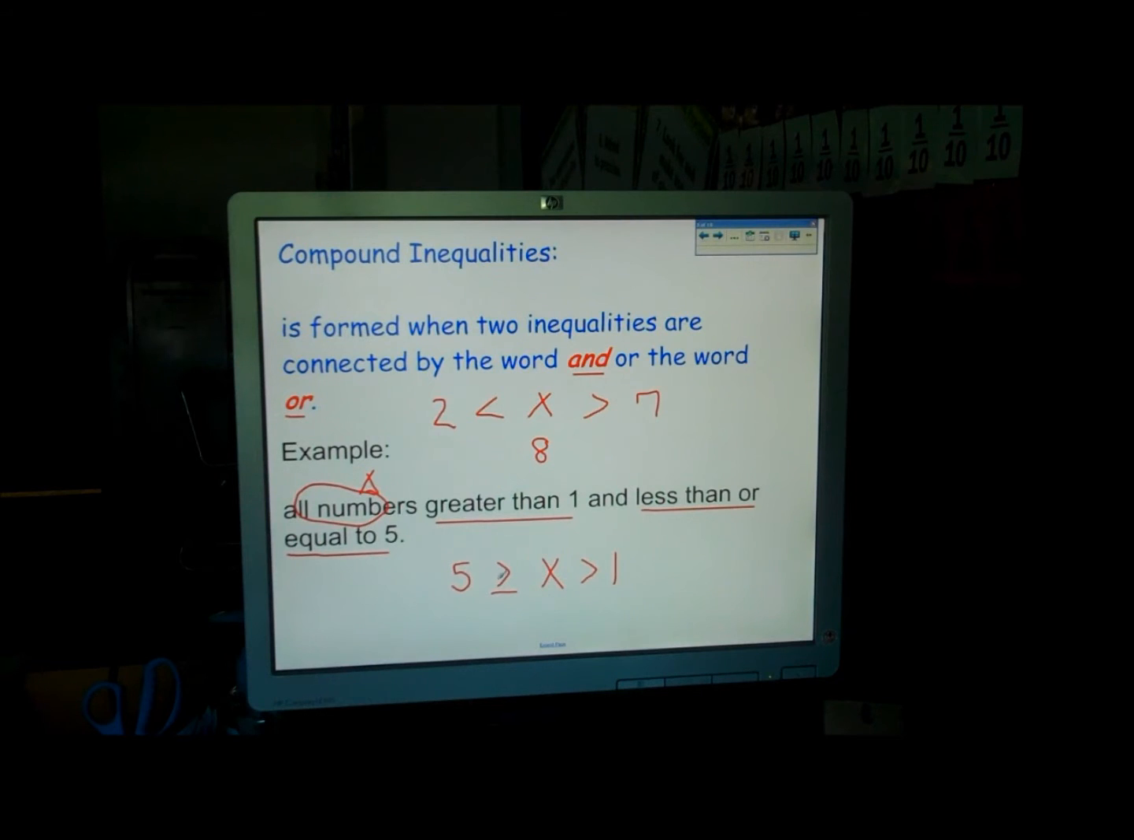So an example that would make this true. A number bigger than 1 would be 3. Let's see if 3 makes this true. Is 3 less than or equal to 5? Yes, that would work.